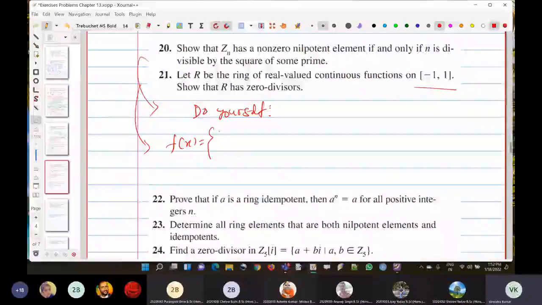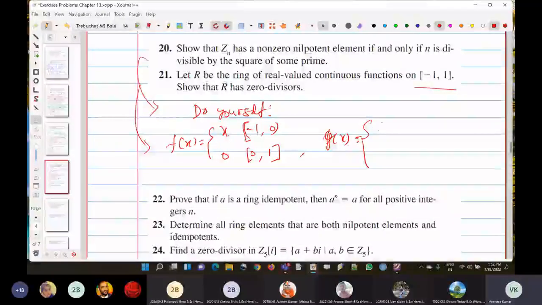So we can define f as x on -1 to 0, and of course you can close it, and then 0 on 0 to 1. And then we can take another function g. They are continuous. You see that at 0 there is a break, but at 0, x becomes 0, so it is continuous. Here also let us define it the other way: put 0 here and x here, on the same interval, and here 0 and 1.